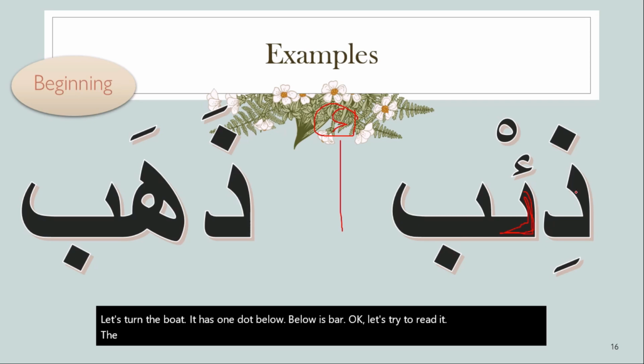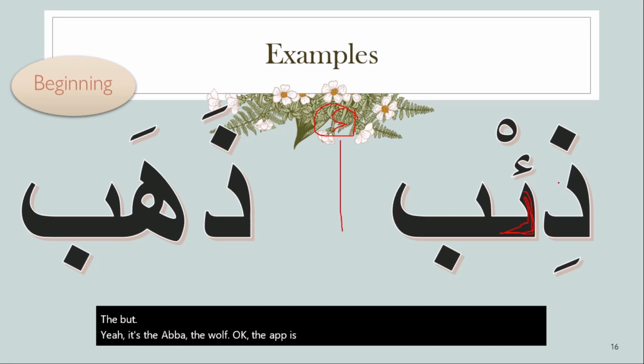Okay, let's try to read it. The b, dhib. Yeah, it's dhib, the wolf. Dhib is wolf. Okay, perfect. Let's try this one.